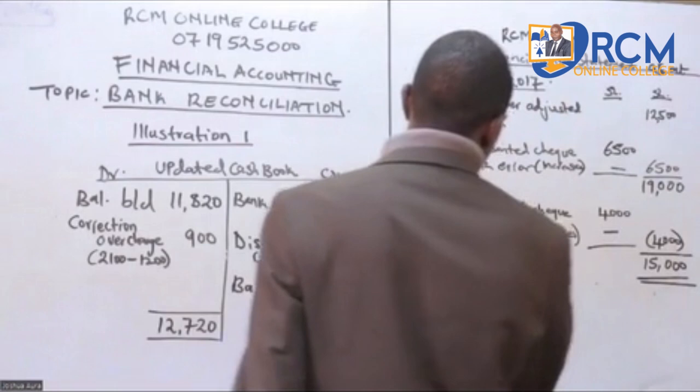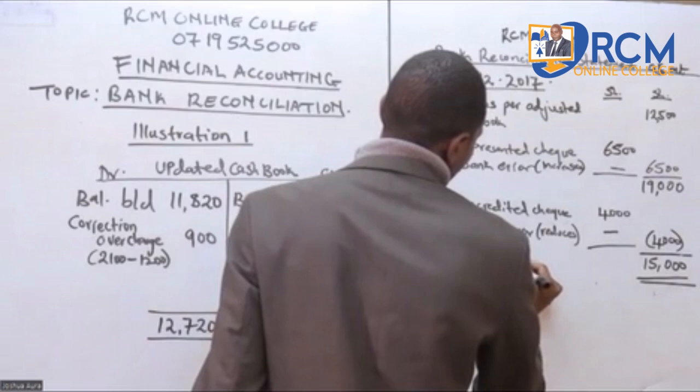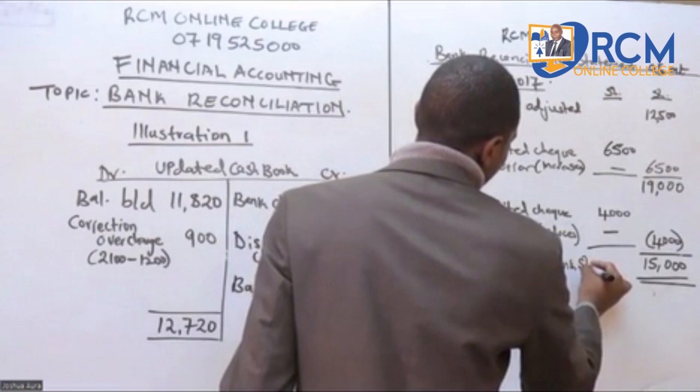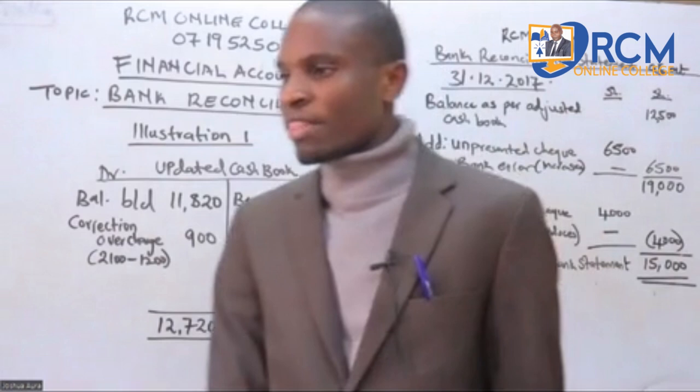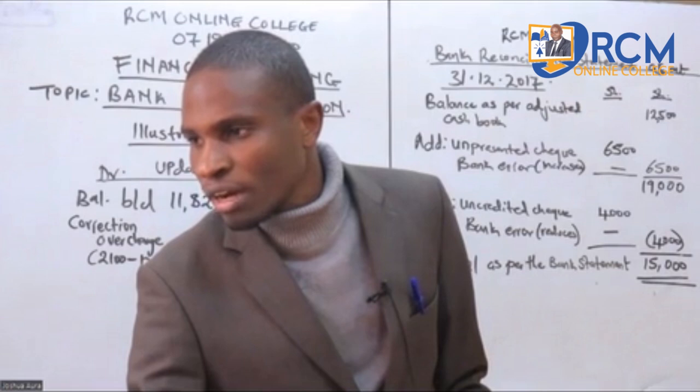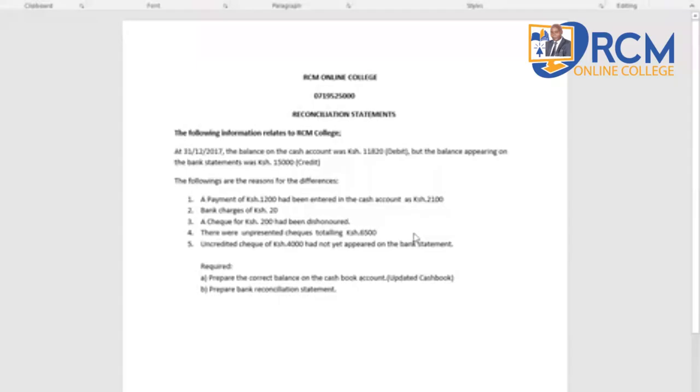This is what we are calling the balance as per the bank statement. Let me display the question for you to see whether that was the balance as per the bank statement. Yes, you can see 15,000 is the balance that appeared in the bank statement.